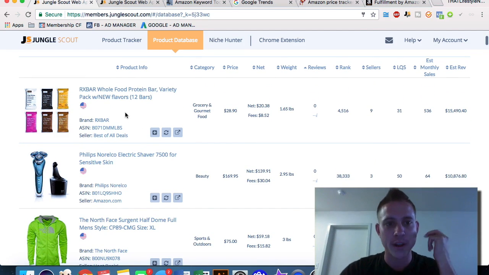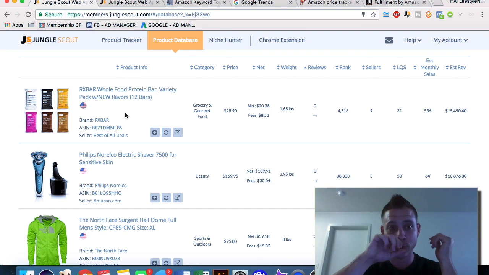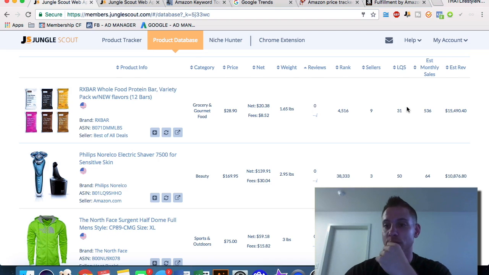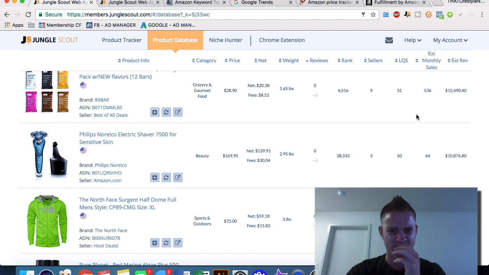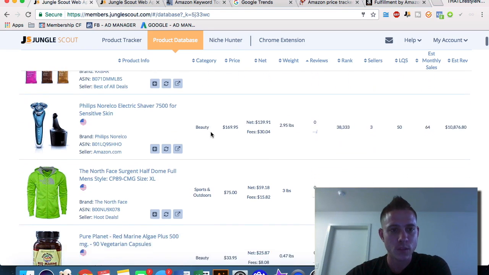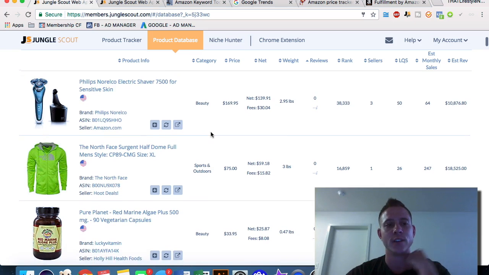So RX bars, this must be a popular new kind of Cliff Bar type product. As you can see, 0 reviews with 15,000 revenue. So they probably are either in the giveaway stage or they're conducting some type of viral marketing campaign, like with their email list or something like that, right? So we're gonna ignore that one for now. It's not necessarily the best one, and again, it is in a gated category, which is a turn off to some people. So the Philips Norelco shaver is a definite no.